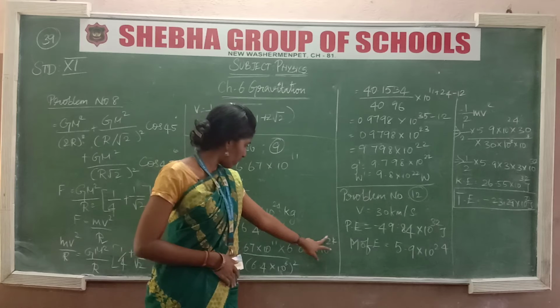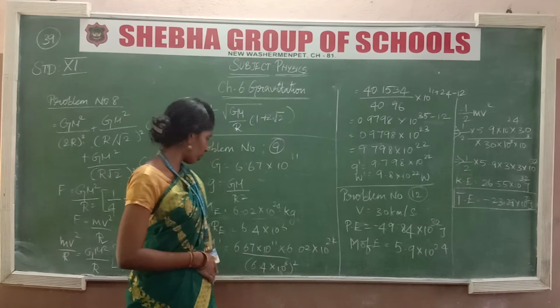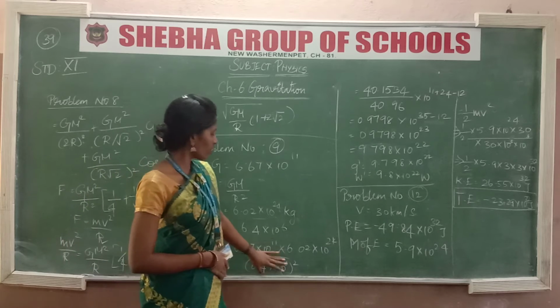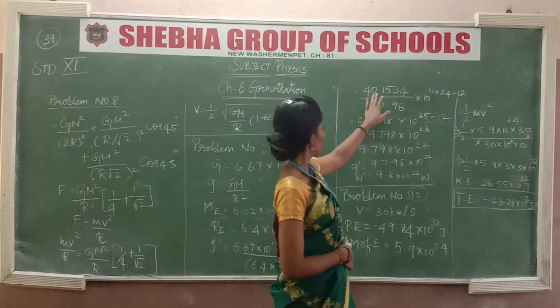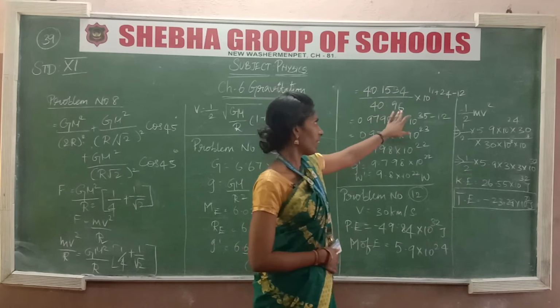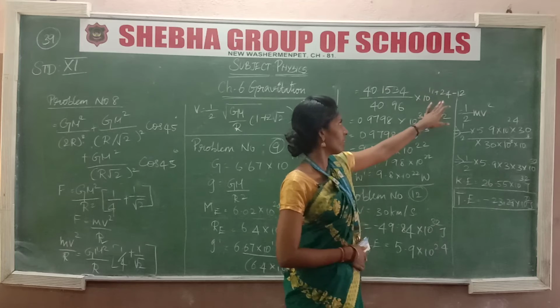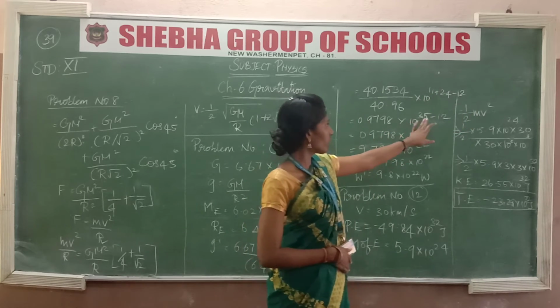So 10 to the power of 24, and 10 to the power of 6 is a square. Finally the multiplication will happen. So when calculating 6.62 into 40.1534 divided by 40.96, into 10 to the power of 11 plus 24 minus 12, the total is 35 minus 12.